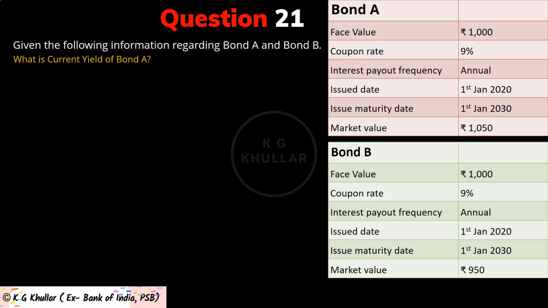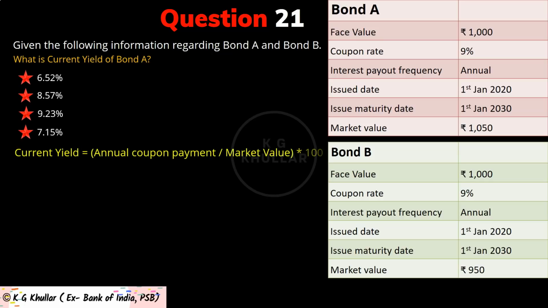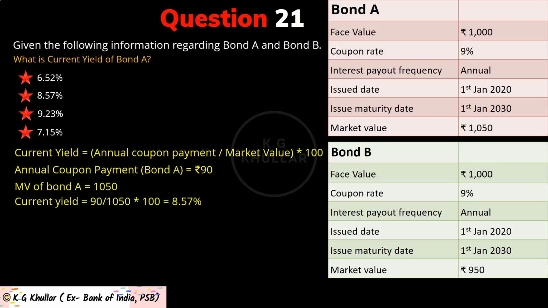Next question is, what is current yield of bond A? And these options are given to you. Friends, current yield is calculated as current yield equals annual coupon payment divided by market value multiplied by 100. Now, annual coupon payment we have already found in previous question, that is 90 rupees. And market value of bond A equals 1050. So, current yield will be simply 90 divided by 1050 multiplied by 100 equals 8.57%. So the correct option for the given question is option B.